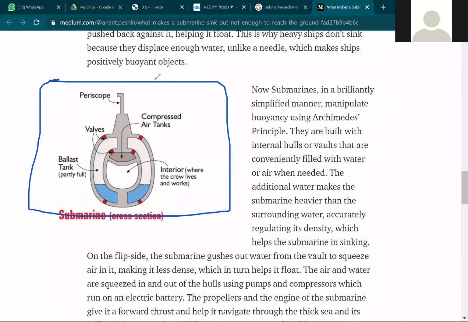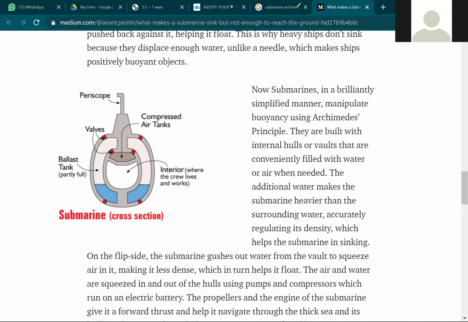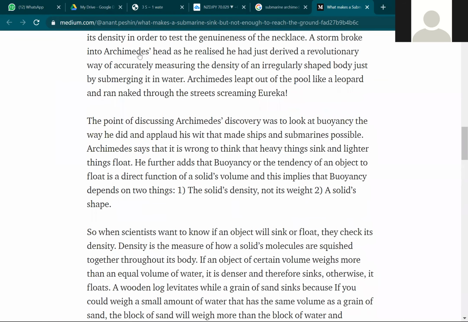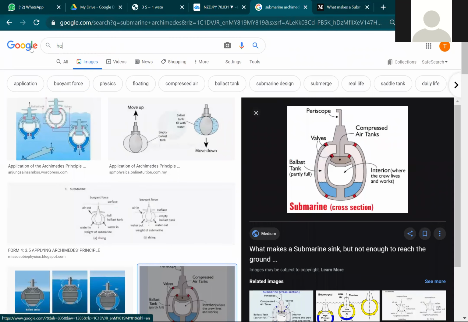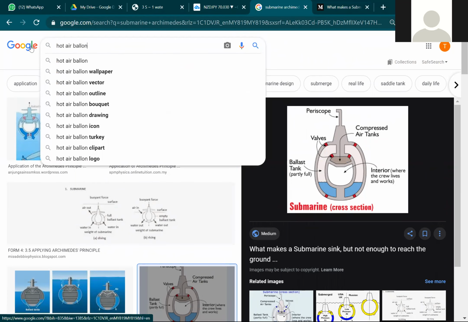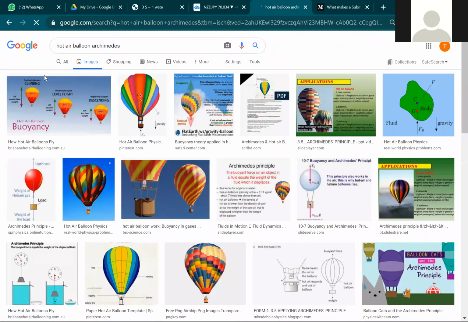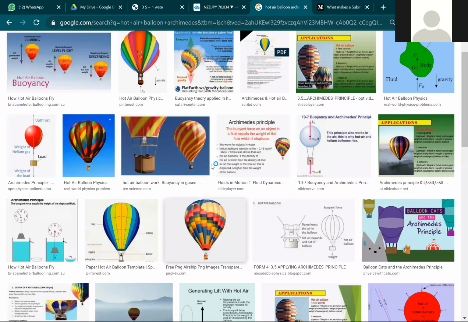Okay, so this is a simple example of the principle of buoyancy. You can find it in anything, the hot air balloon also. This one you can just read up in your reference book. Now, the last one I want to show you is the hot air balloon. Hot air balloon also uses buoyancy. Okay, let's choose a nice diagram. This is the final one. After this, we can just wrap up for today.